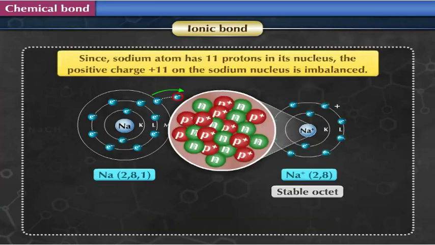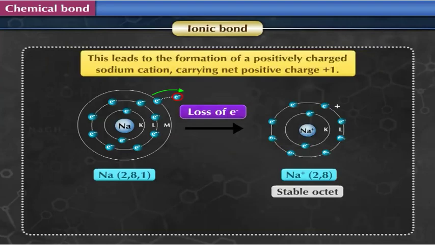But since sodium atom has 11 protons in its nucleus, the positive charge +11 on the sodium nucleus is imbalanced. This leads to the formation of a positively charged sodium cation carrying net positive charge +1.